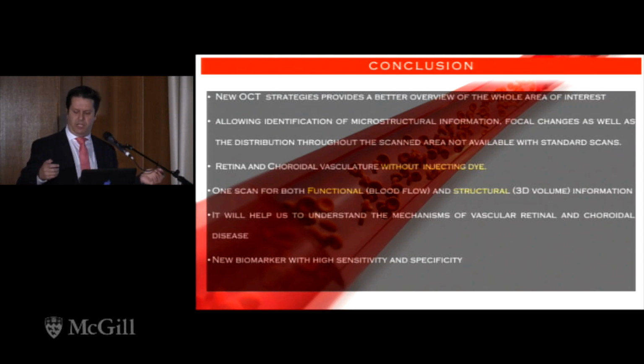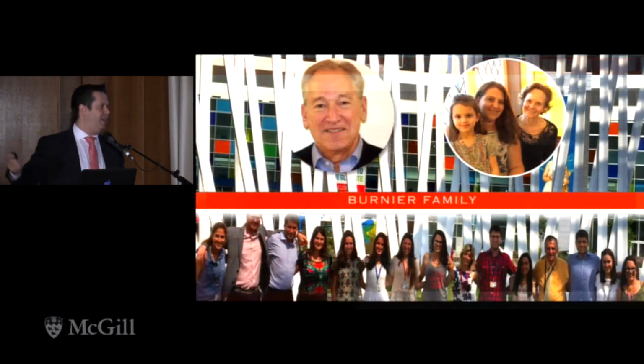And it's interesting, but we are not doing only structural information anymore. We're understanding a little bit of the functional. You're studying the blood flow. So in conclusion, it will help us to understand the mechanisms of vascular retinal and choroidal disease, and we do believe that it's a new biomarker with high sensitivity and high specificity.